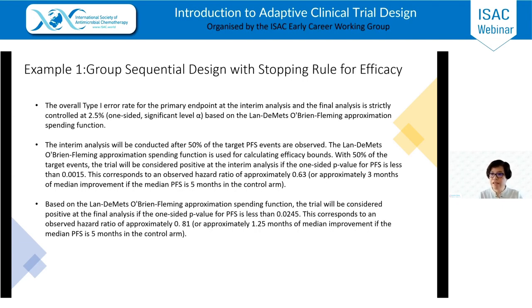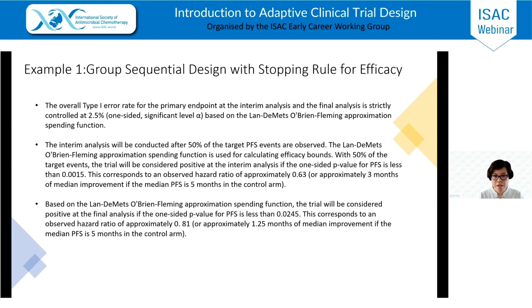So here it clearly stopped for efficacy, and you split the alpha and consider the correlation between these two sets of the data, in the interim and the final. Then you can use some statistical method to do that.